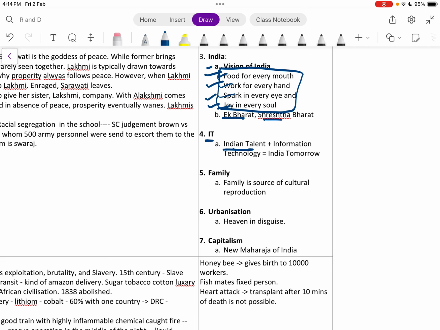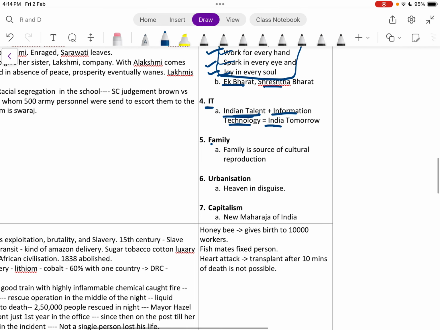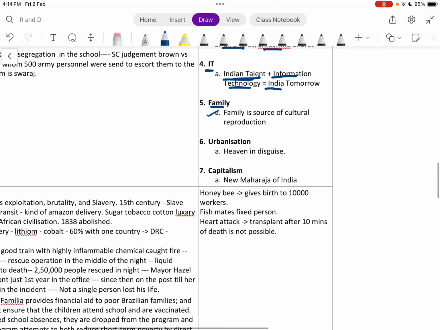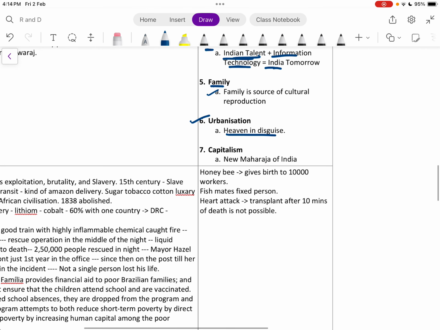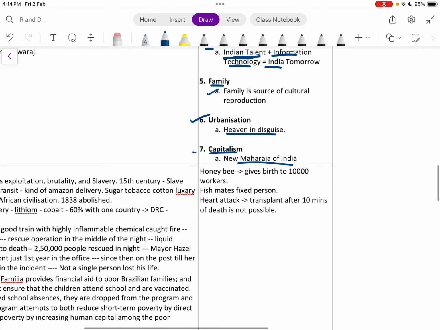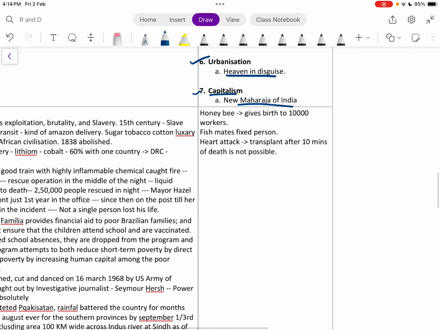IT is Indian talent plus information technology, equal to India tomorrow. Family is a source of cultural reproduction. Urbanization, heaven in disguise. Capitalism, new Maharaja of India. A honeybee gives birth to 10,000 workers.